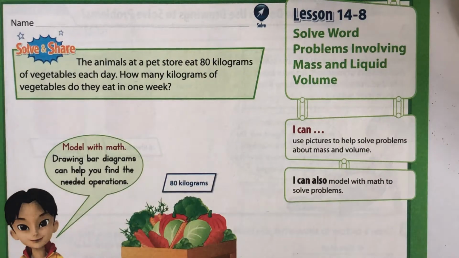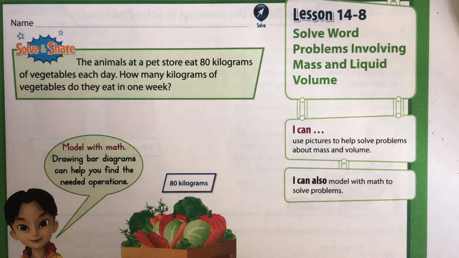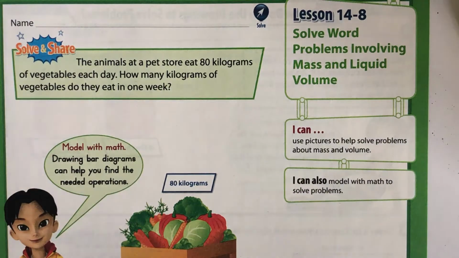Lesson 14.8, solve word problems involving mass and liquid volume. I can use pictures to help solve problems about mass and volume, and I can also model with math to solve problems. The animals at a pet store eat 80 kilograms of vegetables in one day. How many kilograms of vegetables do they eat in 1 week?